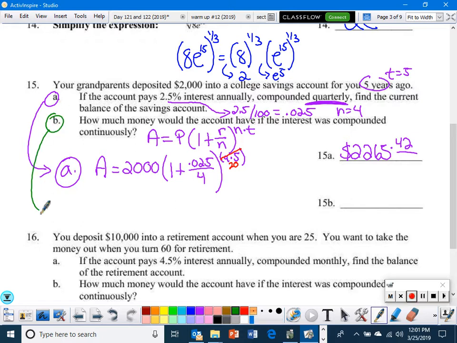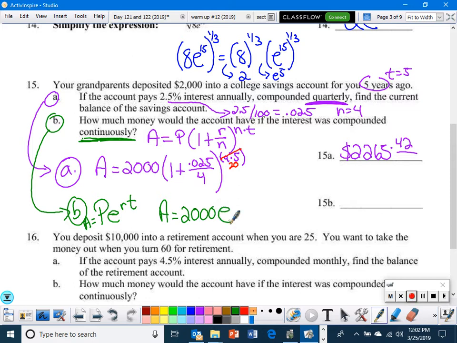Part B. How much money would the account have if the interest was compounded continuously? Remember that uses PERT. So the amount is going to equal P times e to the rt power. So the amount is going to be $2,000 times e to the 0.025 times 5.